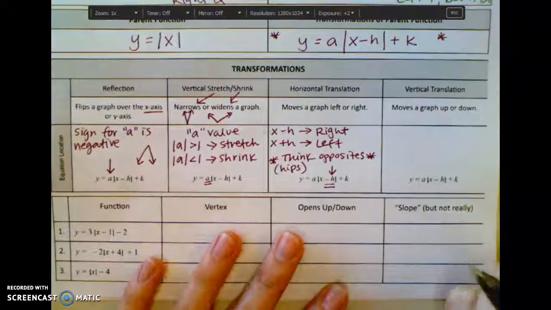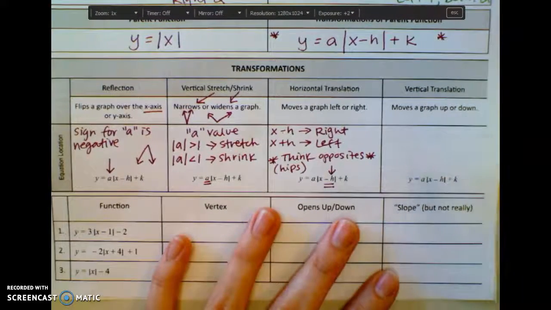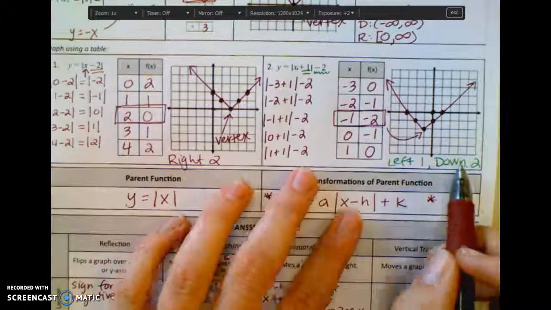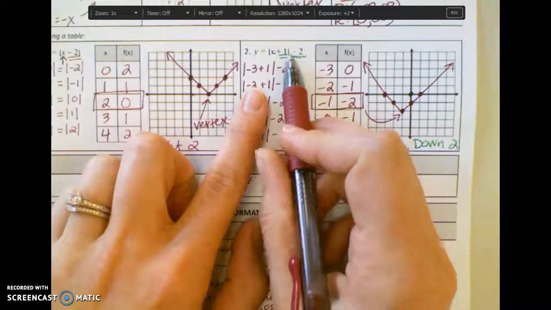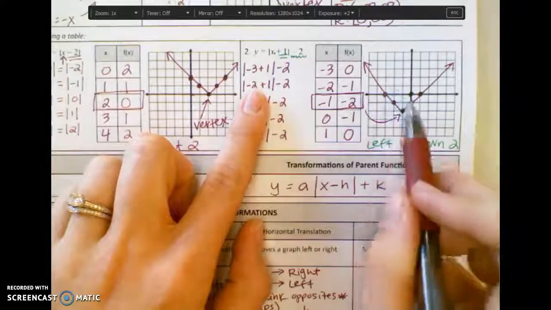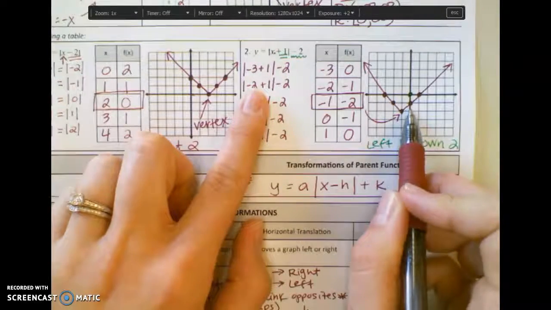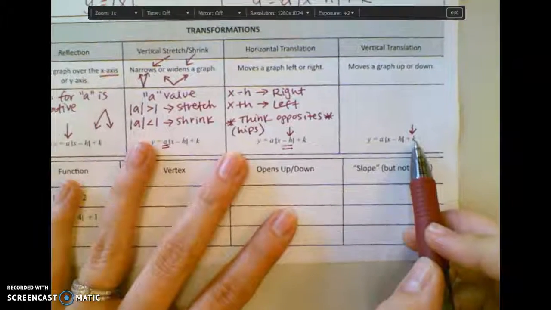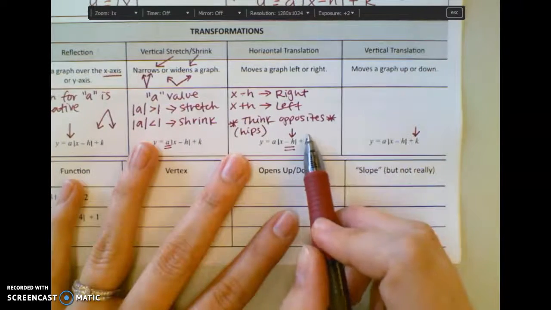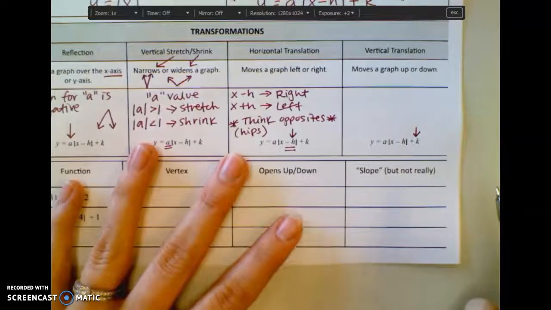Lastly, vertical translation means moving the graph up and down. So that means we are going to look at the k value. And for the k, we look at exactly what we're given. So go back up to number 2. We said that this moved down 2, and we saw a minus 2. So I see a minus 2, and we moved it down to negative 2. So that means that the k value, we just do exactly what we're given. We don't do the opposite like we do with the h.